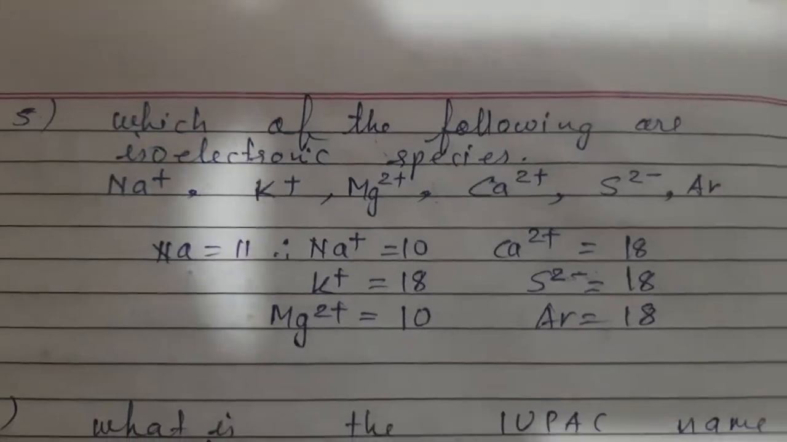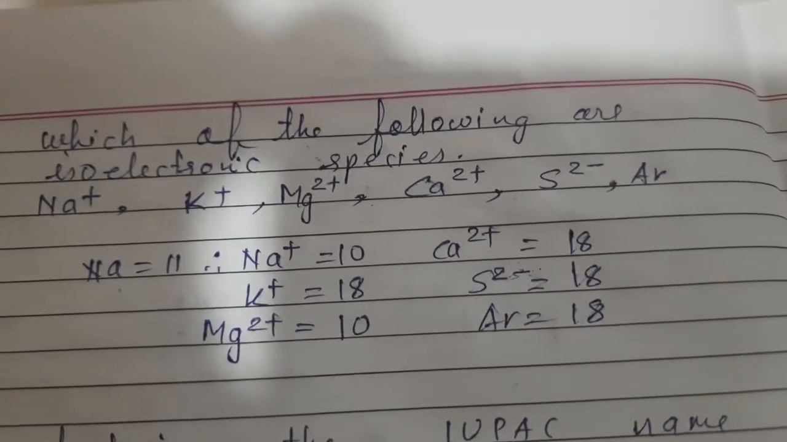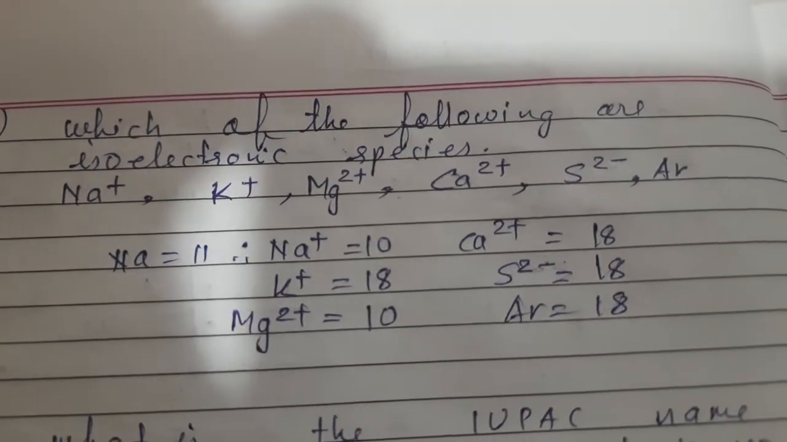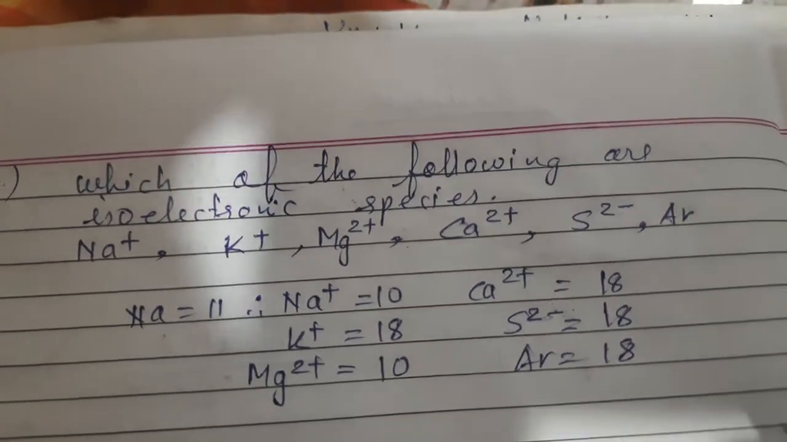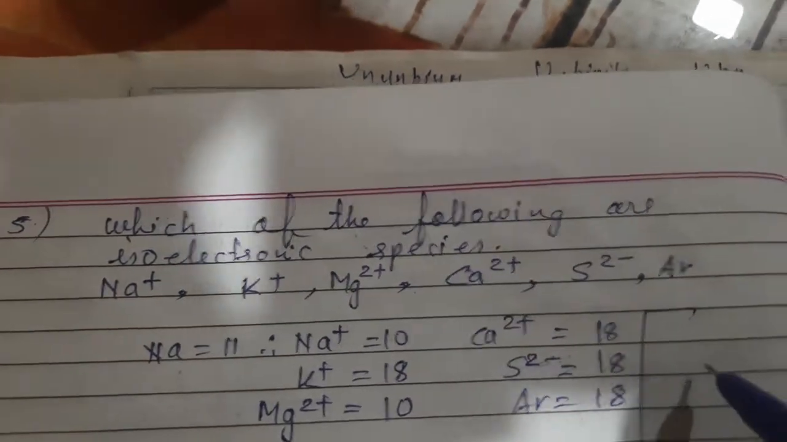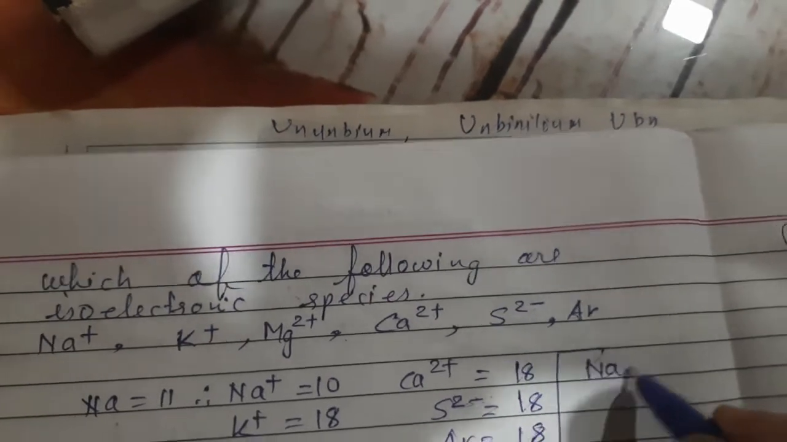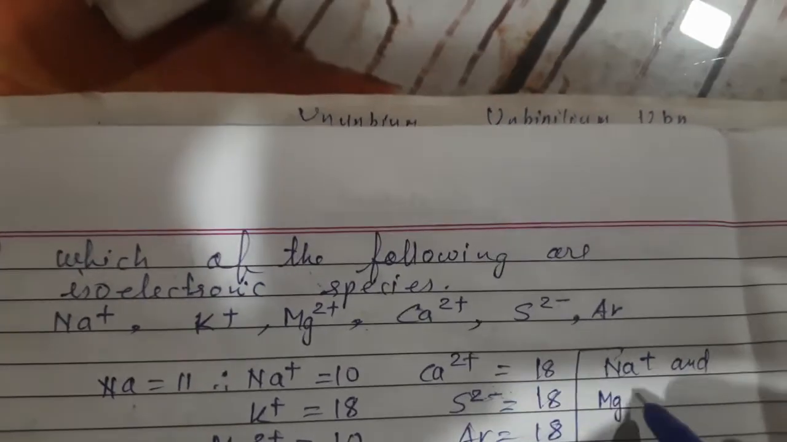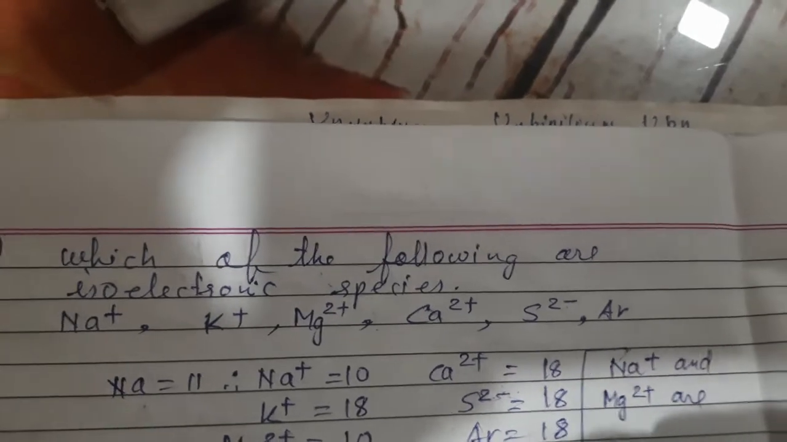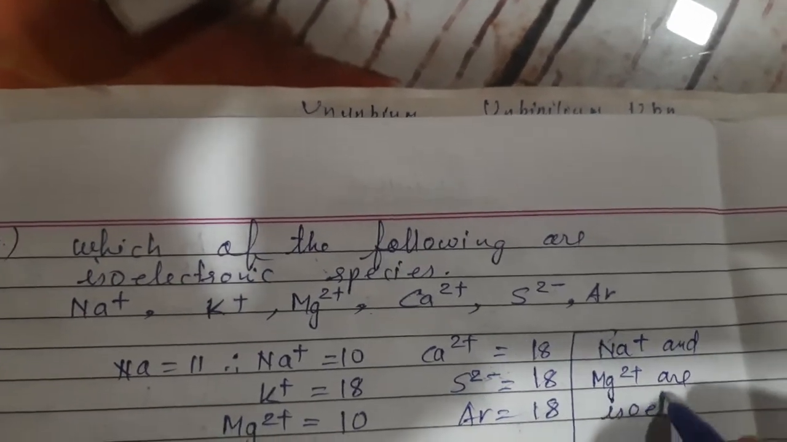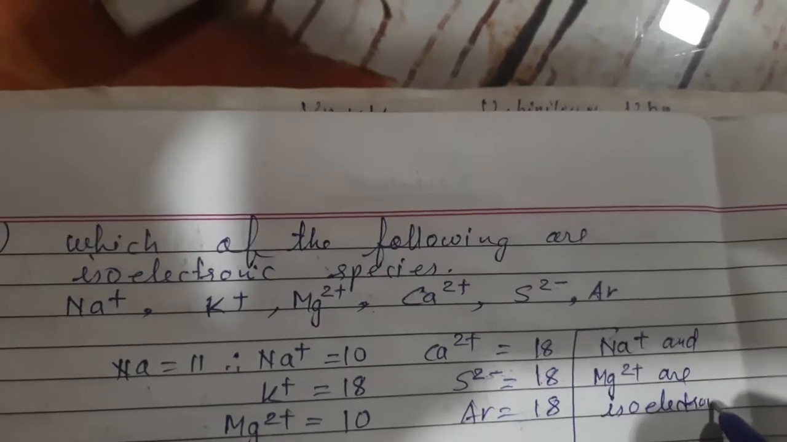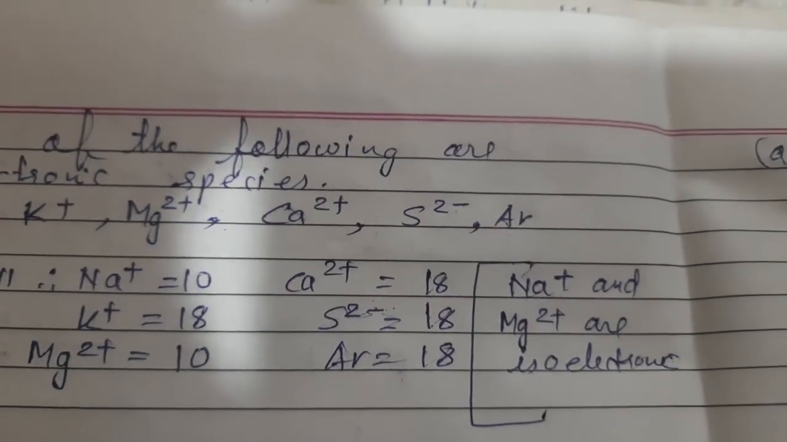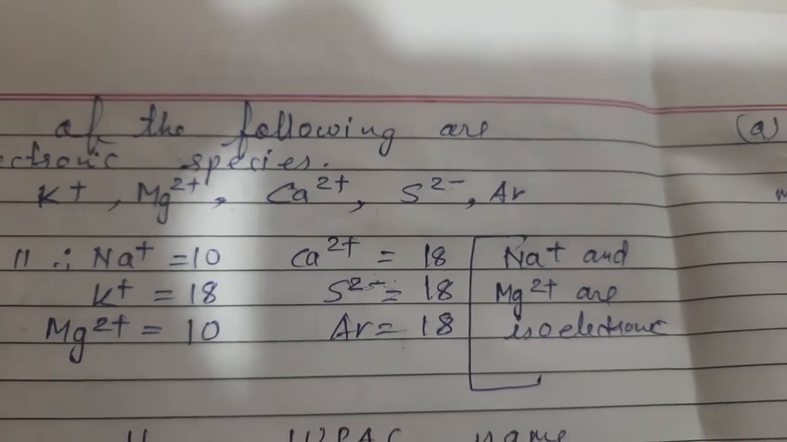So now we can make the groups. So how many are in isoelectronic series? Na plus and Mg2 plus. They two are isoelectronic. We will write here the answer. Na plus and Mg2 plus are isoelectronic. Na plus and Mg2 plus, they both are having 10 electrons, so they will be isoelectronic.